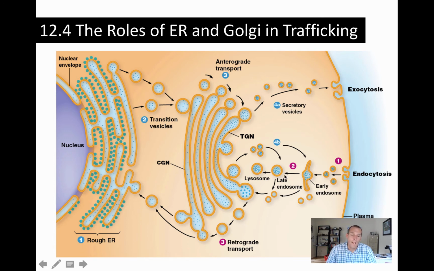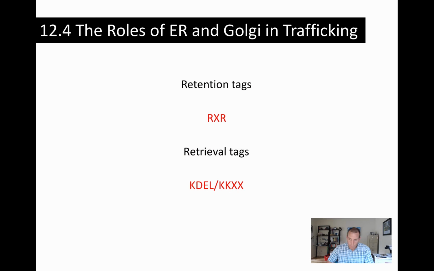And we've also got to regulate the trafficking of proteins that have been brought into the cell by exocytosis and then moved via retrograde transport back to the cis-Golgi network, or even in some cases back to the rough endoplasmic reticulum. That's all done with these tags, which help the cell to understand where proteins should be going.